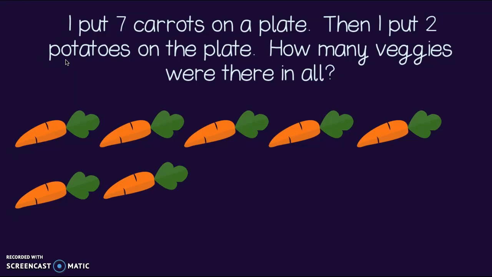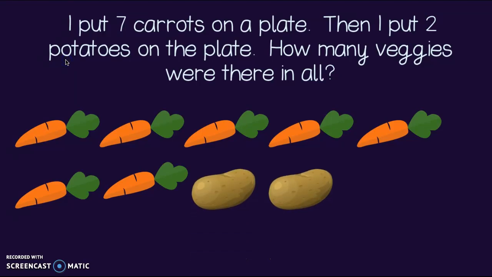All right, how many potatoes did I put on my plate? Good, 2. So I'm going to keep filling in that next row with the 2 more potatoes. 1, 2. Oh, good. I didn't make another 5 group in the bottom, but that's okay. I kept it organized. If I wanted to tell you about the veggies on my plate, I could say I had 7 carrots, and then I added 2 potatoes, and now in all I have 9 vegetables.